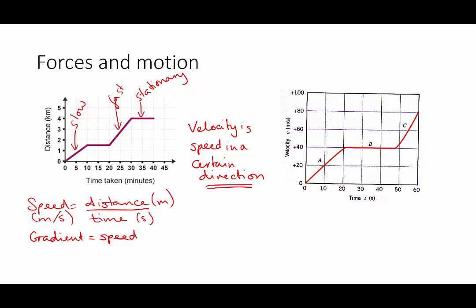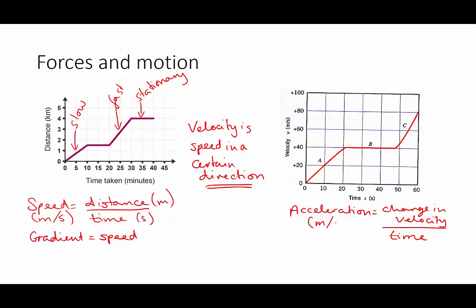We can use a velocity time graph to show how velocity changes over a journey, and the gradient of that gives us the acceleration. So acceleration is measured in meters per second squared, and that's equal to the change in velocity divided by the time taken for that change. The steeper the line on the graph, the greater the acceleration.